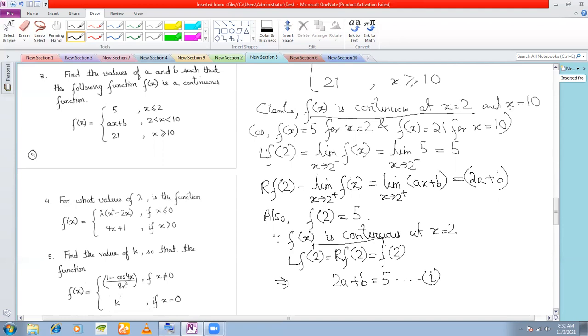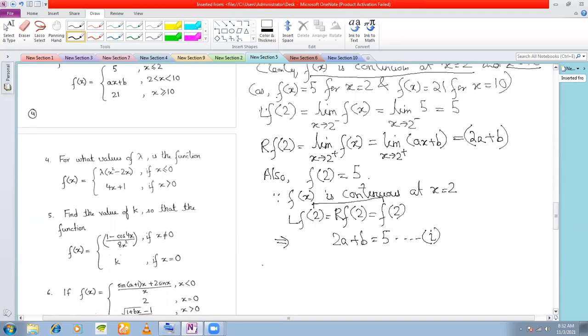Now we'll use the fact that fx is continuous at x is equal to 10. So we'll find the left hand limit, LF10.